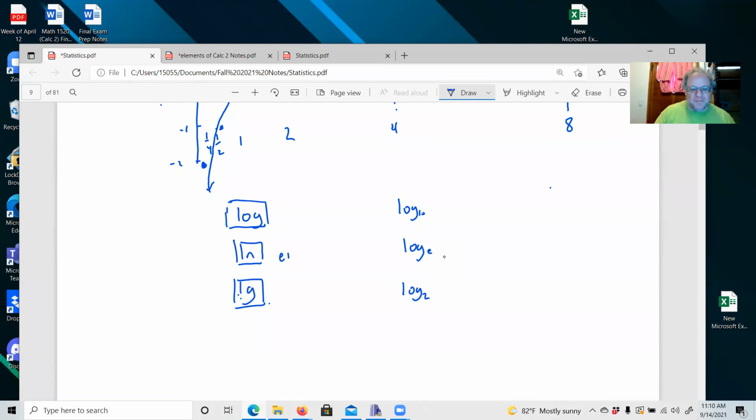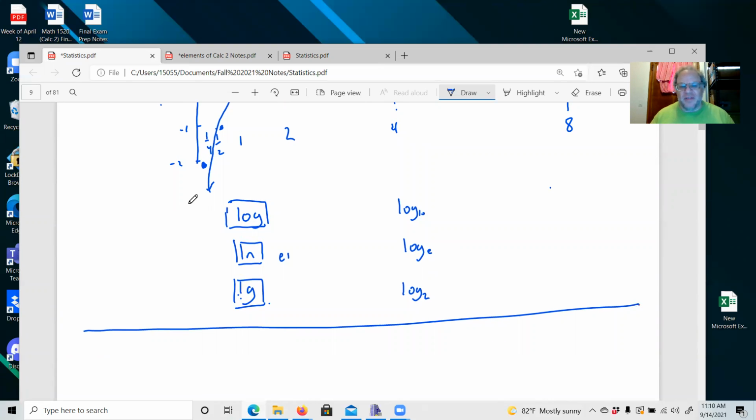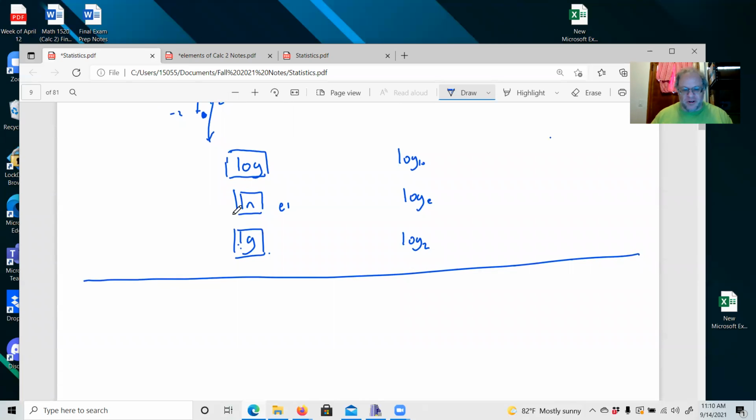What do we need them for? What do we use a log for? We use them to write down things that are really, really far apart. So logs are used to display large differences in numbers.